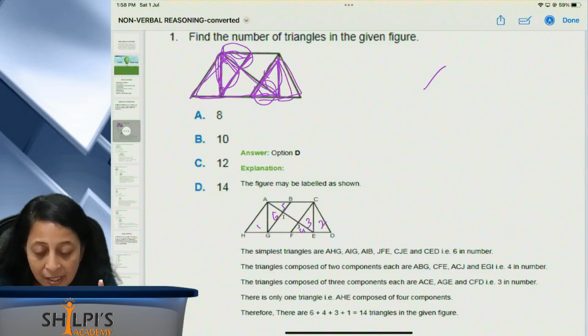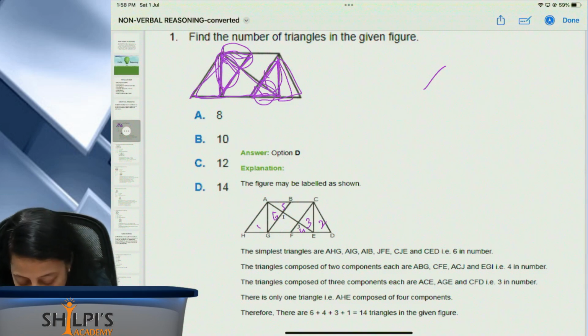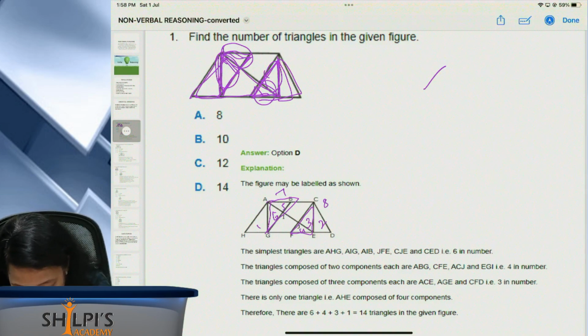Triangles composed of 2 components. You have 2 components here. This is 7, and CFE. So here it comprises 2, so it is 8. Then ACJ. See, I missed this component. A, C and J, where is J? Here, see this one I missed it.